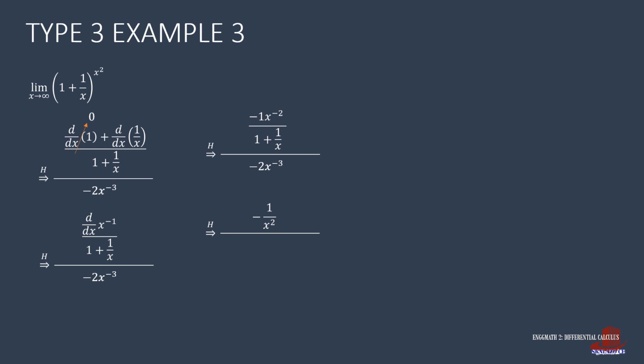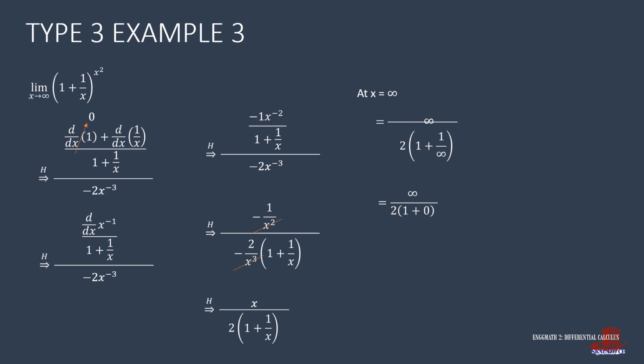All the denominators can also be grouped together in a single main denominator, with negative 2 over x cubed times the quantity of 1 plus 1 over x. Now we can cancel some x's, so the reduced expression is x over twice of the quantity 1 plus 1 over x. When we plug infinity for x, we get the expression infinity over 2 times 1 plus 1 over infinity. This can be reduced into infinity over twice of 1 plus 0, or that would be taken as infinity over 2. So ln of y is infinity.